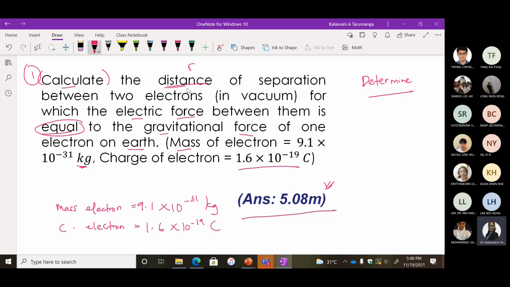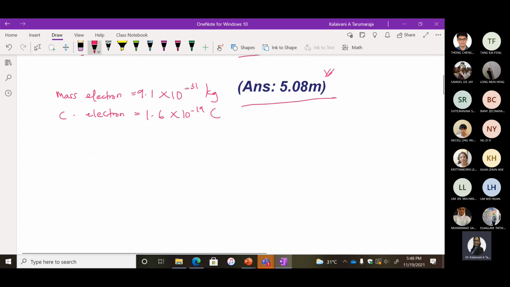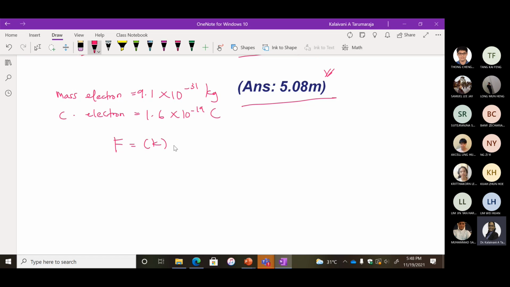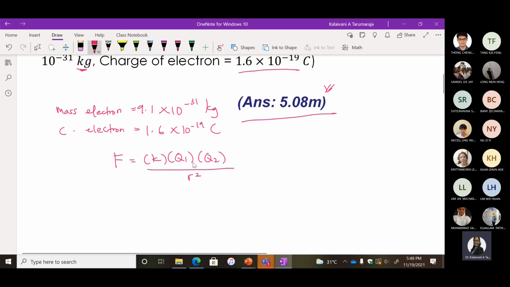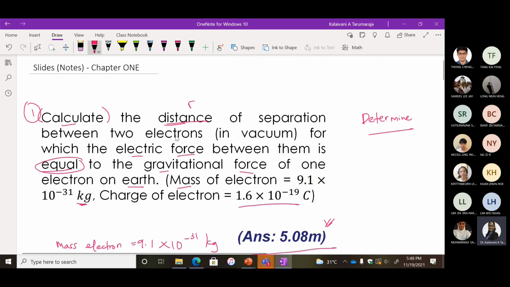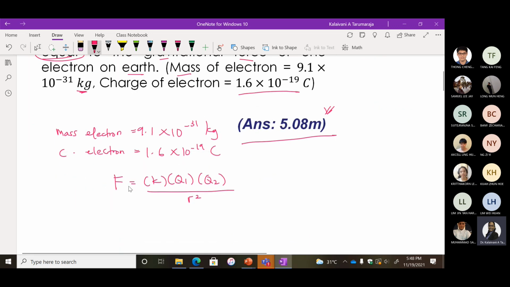So the right equation that I need to apply is force equal to K times Q1 times Q2, based on the second law, divided by R to the power of 2. So these are the equations. Once I read the question, I need to know which equation I need to use. So from here, we go on with these equations.